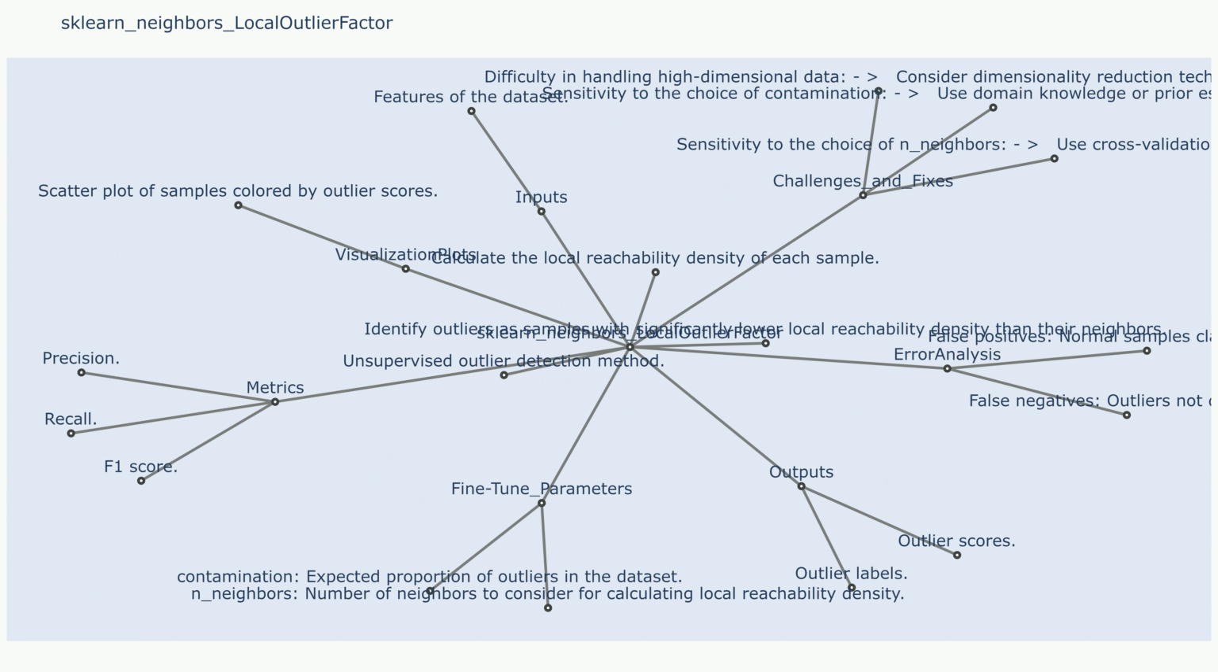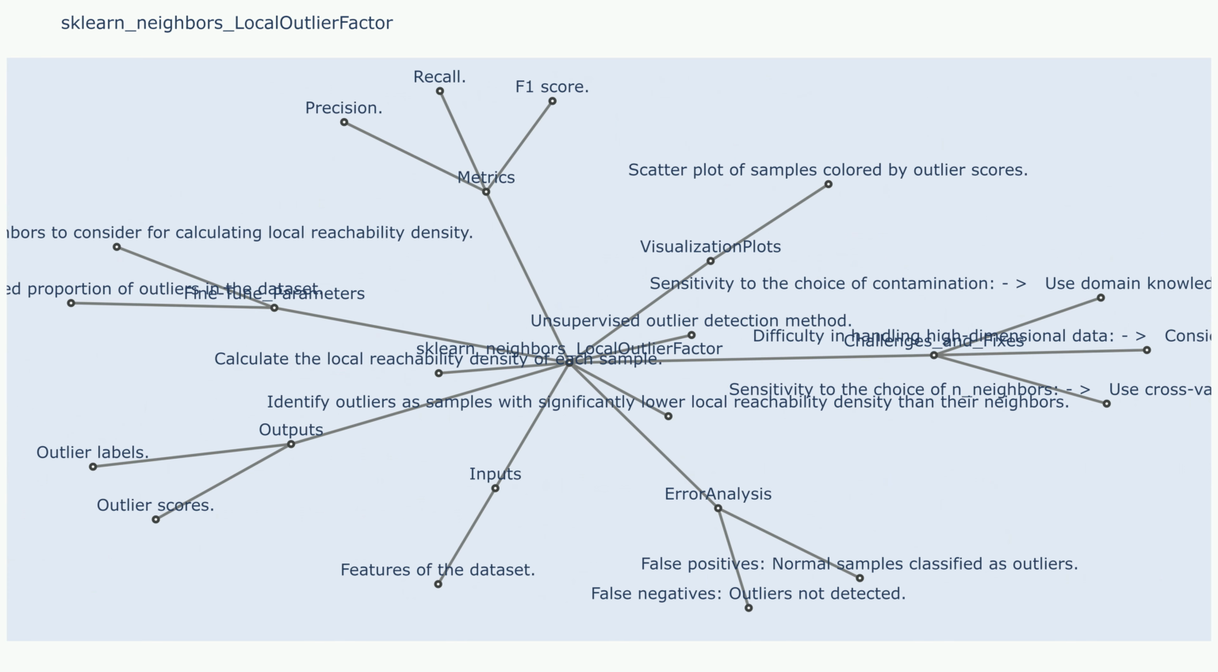Challenge 2. Handling high-dimensional data in high-dimensional spaces. Distance calculations become less meaningful, and the LOF algorithm might struggle to identify outliers effectively. Sample use case. In a dataset with hundreds of features, LOF might fail to capture the local density variations due to the curse of dimensionality.